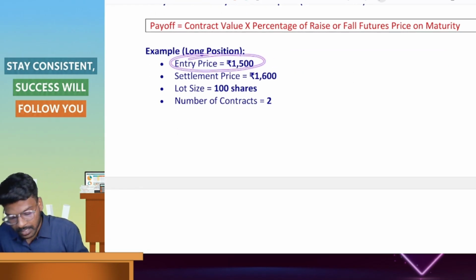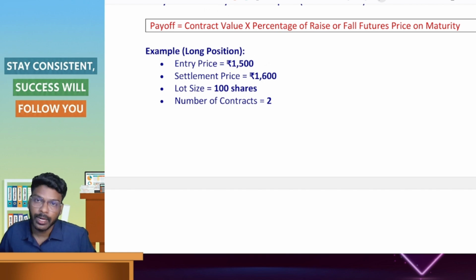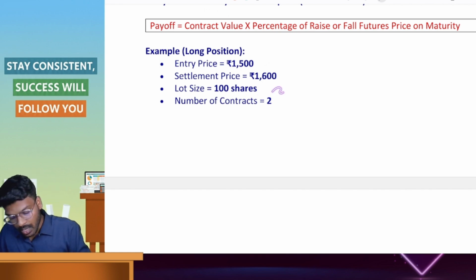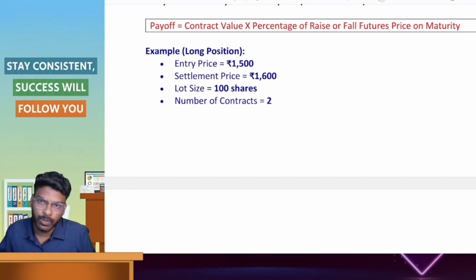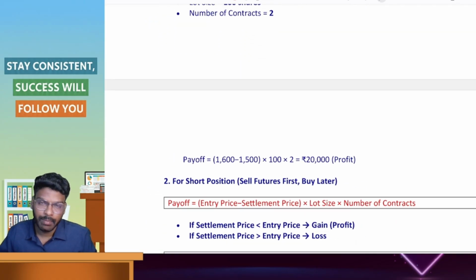Example, entry price is 1500, settlement price is 1600. Entry price is the initially contracted price, settlement price is the actually quoted price on the maturity date. Lot size 100 shares, number of contracts 2. In most questions, all the information may not be given; we have to compute that. For conceptual understanding, the examples are given in the concept book. You have to solve all the questions given in the question bank for better understanding.